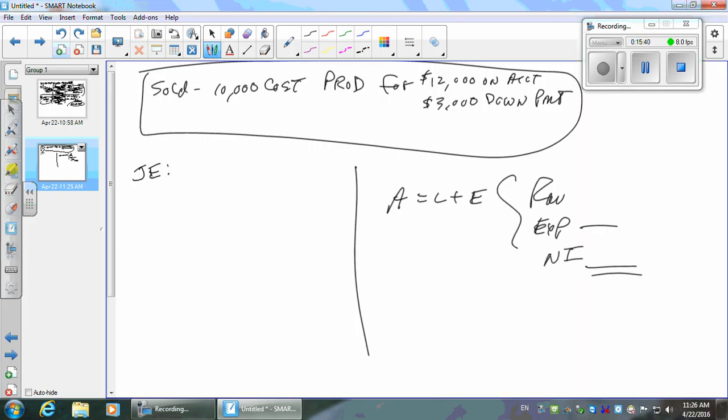All this stuff is deferrals and accruals, but everything's deferrals and accruals and cash. No matter how I ask a question, it wouldn't make any difference how I approach it. Maybe I don't ask for the journal entry, I just ask for the impact on the accounts. Maybe I just ask for the journal entry. Either way, doesn't matter, ask for both.